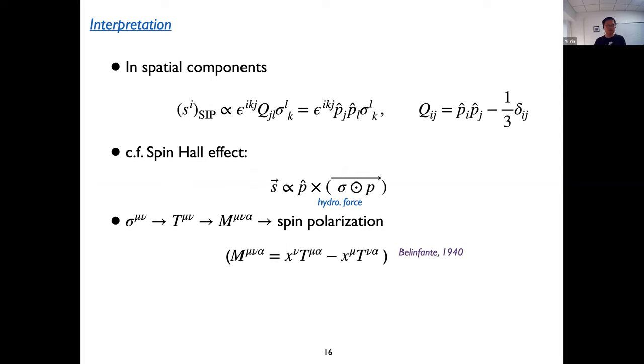Another way to think about it is, imagine we turn on some shear in the system. Such a shear will induce the stress energy tensor. Since the angular momentum density, this rank-three tensor denoted by M, depends on T mu nu, the shear will change T mu nu and hence change M, and in turn generate spin polarization for a system where the orbital angular momentum is coupled to the spin degrees of freedom.